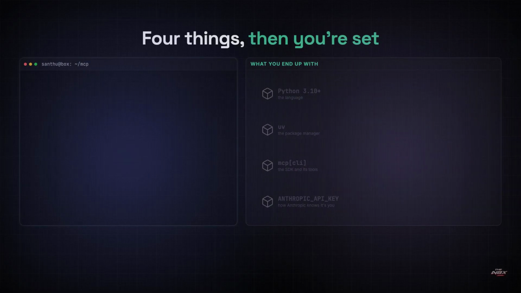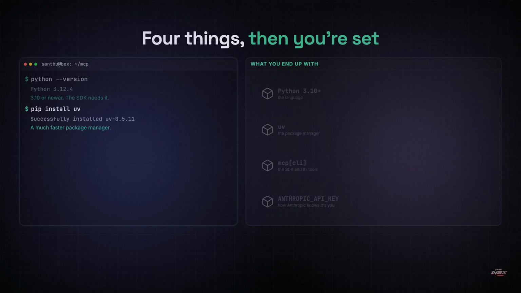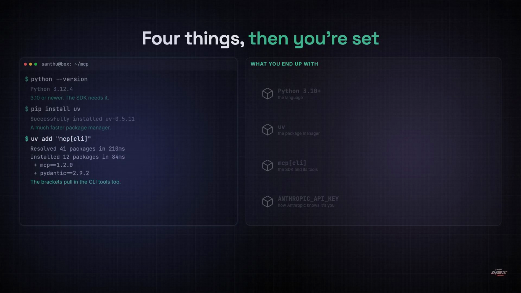Four things to install, and then we'll never do setup again. First, Python 3.10 or newer, because the MCP SDK needs the newer typing features. Second, uv, which is a Python package manager that's dramatically faster than pip and is what the MCP docs assume you're using. Third, the SDK itself. Note the square brackets around CLI. That pulls in the command line tools as well as the library, and you'll want them.